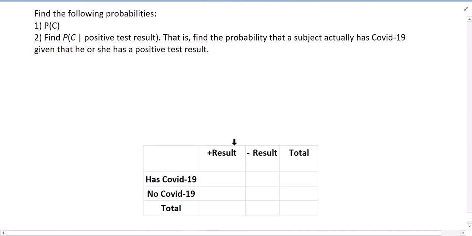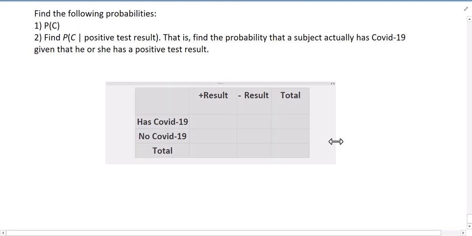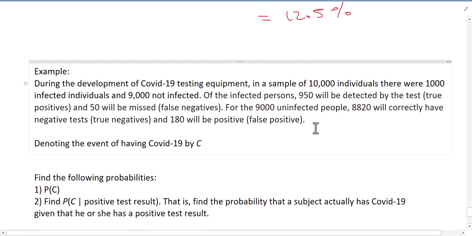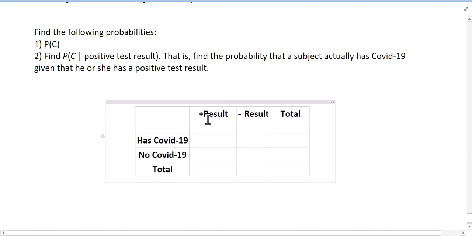So I organized it like so. And how do you know how to organize it? Well, there are people who have COVID and don't have COVID, and there are people who are testing positive and testing negative. So that's how I organize it: positive test result, negative test result, and then has COVID or no COVID.